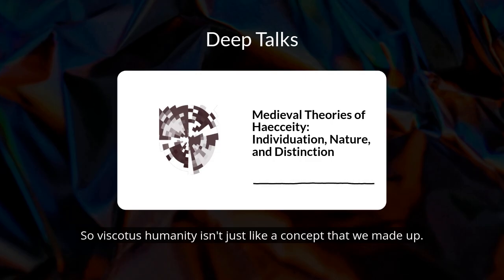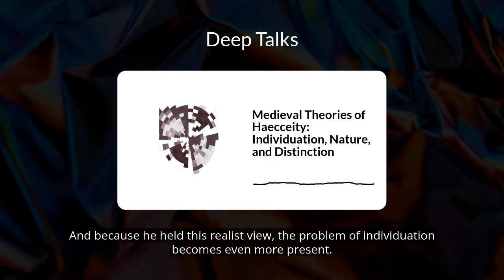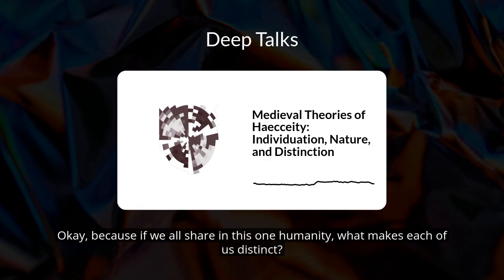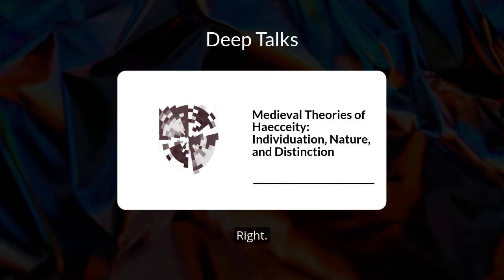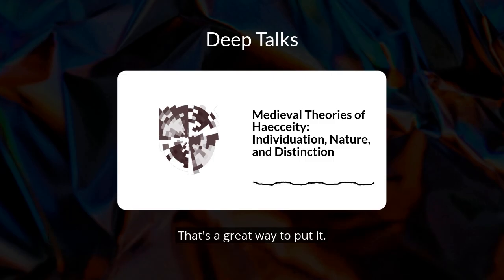So for Scotus, humanity isn't just a concept that we made up. It's an actual entity that's present in all of us. And because he held this realist view, the problem of individuation becomes even more pressing. Because if we all share in this one humanity, what makes each of us distinct? That's where Haecceity comes in. So it's like Haecceity is the secret ingredient that transforms generic humanity into you, me, and everyone else. That's a great way to put it.